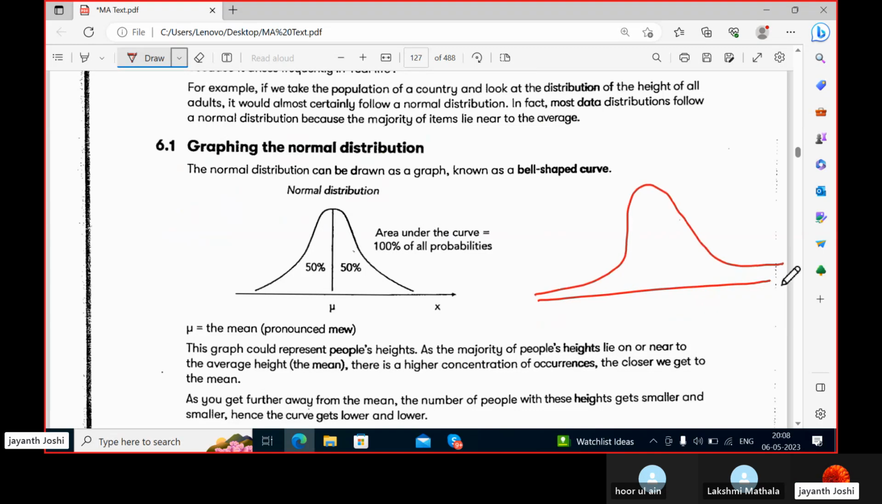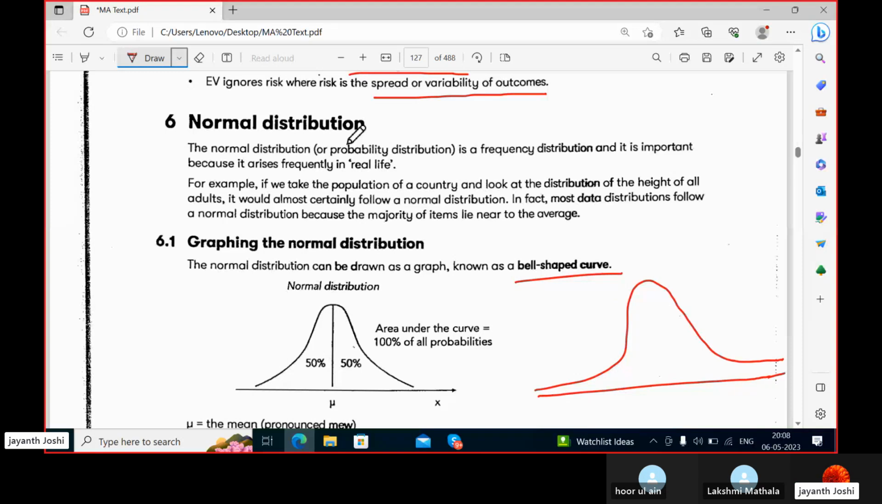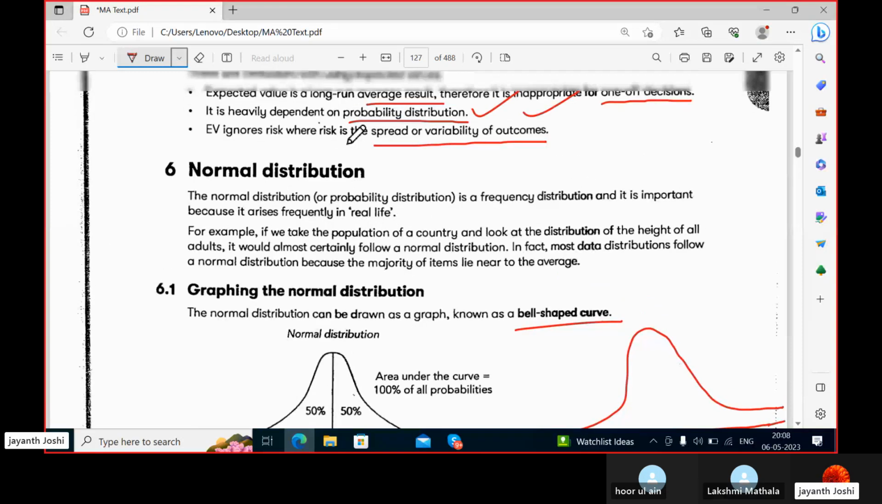Now normal distribution is also a type of probability distribution, whereby we show the outcomes along with their probabilities, but in the form of a bell-shaped curve. What is that? Yes, hello. Hello. Bell-shaped curve, sir. Bell-shaped curve, yeah.